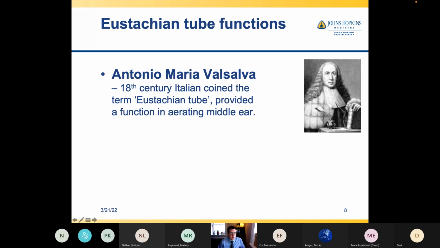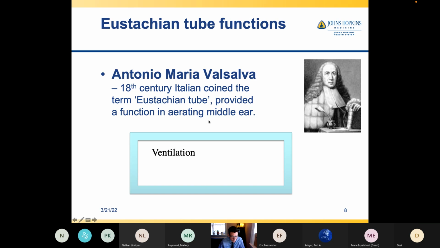Antonio Valsalva is the next stop on our historical journey. Valsalva was an 18th century Italian who first coined the term Eustachian tube, after his predecessor. Valsalva provided the first function of the Eustachian tube, which was that he thought it was to aerate the middle ear. We now know there are three functions.